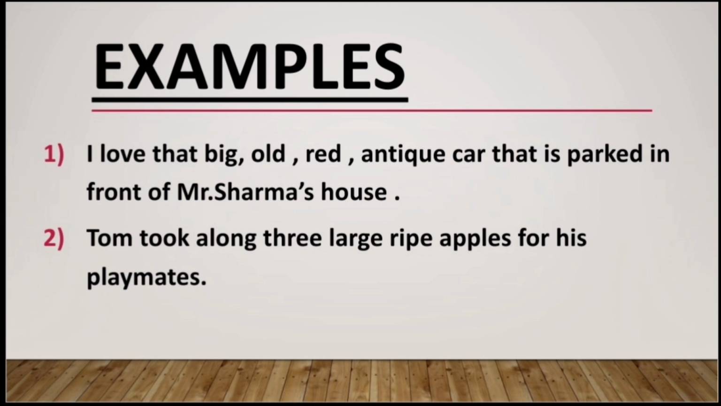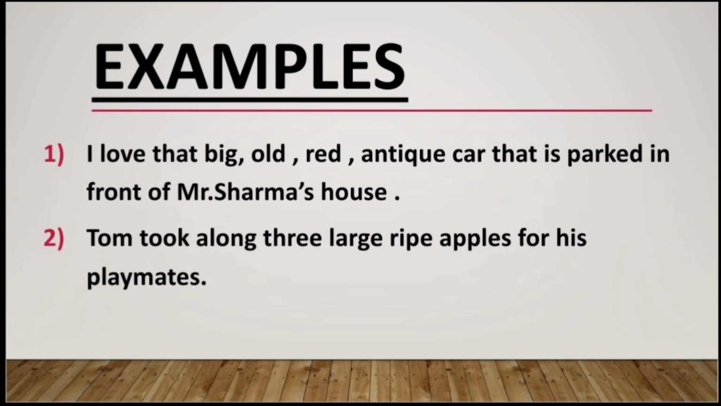So let's have a look at some examples wherein we can witness the different usage of the adjectives according to the manner of their usage. The first one is, I love that big old red antique car that is parked in front of Mr. Sharma's house. Big, size, old, the age, red, color, right? And antique is the condition. It is an antique car.